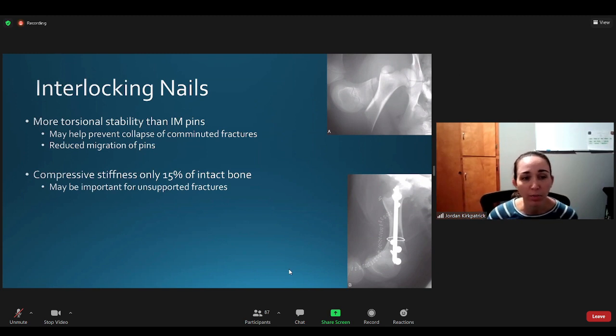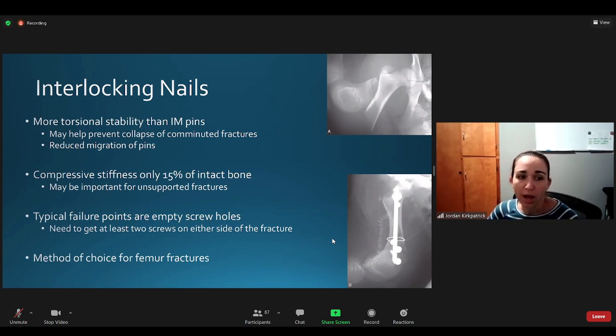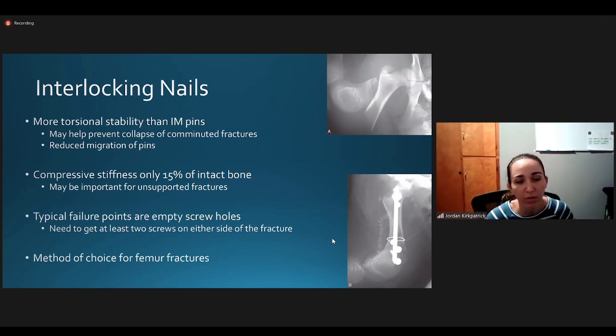It has some compressive stiffness, but it's only 15% of what an intact bone has. And then it can fail at points where there are empty screw holes, so you may not put the nails across every screw hole that goes into the interlocking nail. But again, it is the method of choice now for femur fractures in foals and calves because it has the best stability, because in that area, it's very hard to put a plate and screw, and this is much easier to do than the plate or the screw.